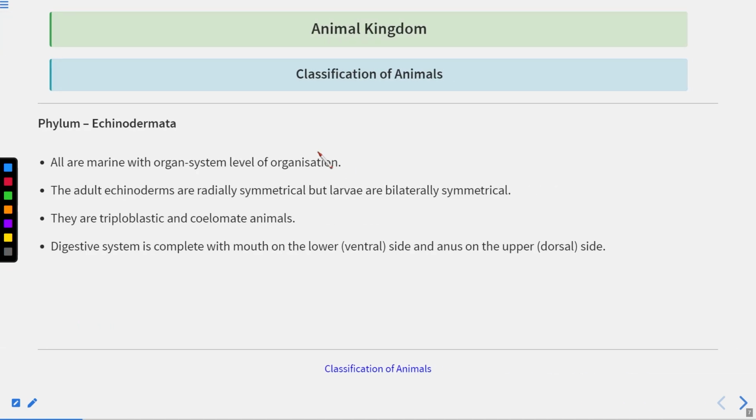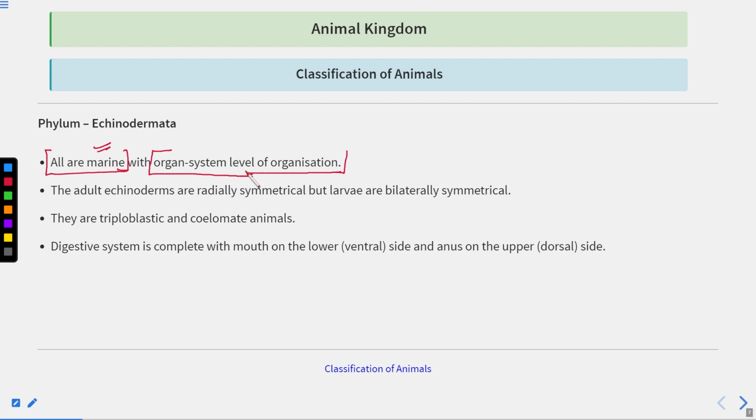So all are marine with the organ system level of organization. So all are marine. This is a very, very important feature. Sometimes they can be asked in multiple statement questions, right? Organ system level of organization means they are having different organ systems working together to form one particular system.